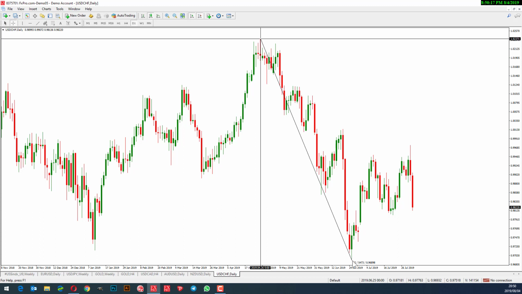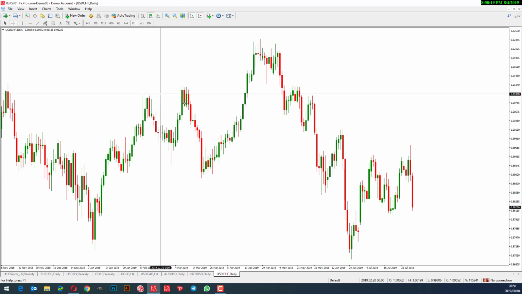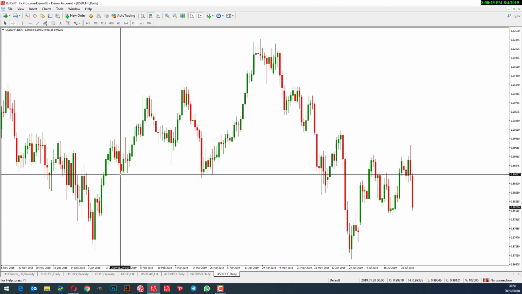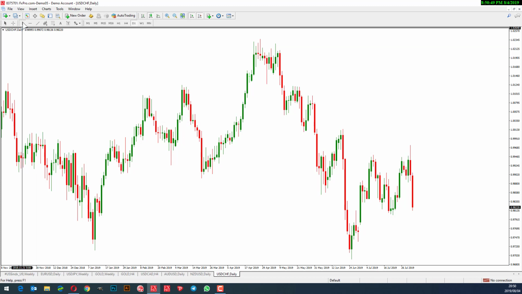So the crosshair gives you more information about the point where you are on the chart. Like if I move the pointer here, it can tell me that the date was 28 January 2019. You can see down there on the time frame. And then the price there was 0.99. So this basically tells you more information about the price, the date and time, and the number of candlesticks.